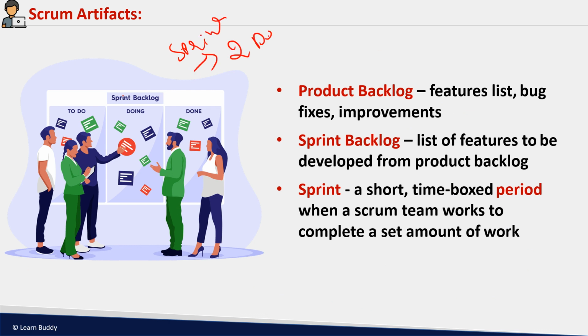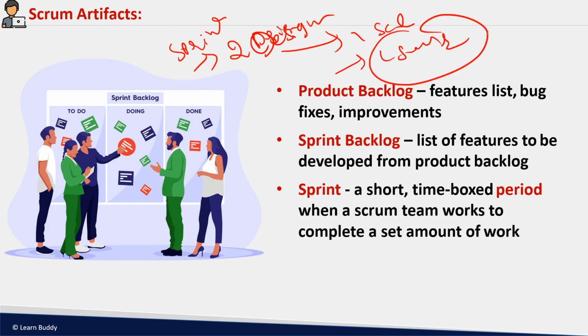And if you are not done, for example, in sprint one you have to design two screens. Unfortunately you have designed only one screen, and one screen is still in progress. This pending work is called the product backlog. What is a product backlog? What you have not completed within the sprint is considered a product backlog. Okay, I mean the sprint backlog.